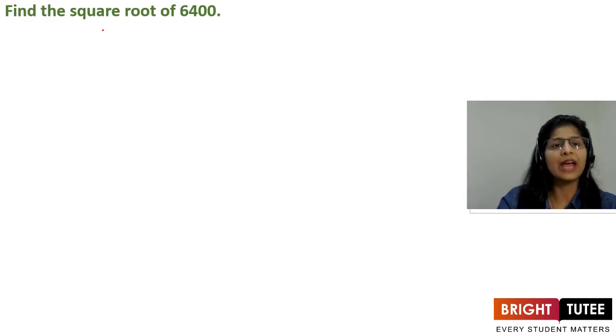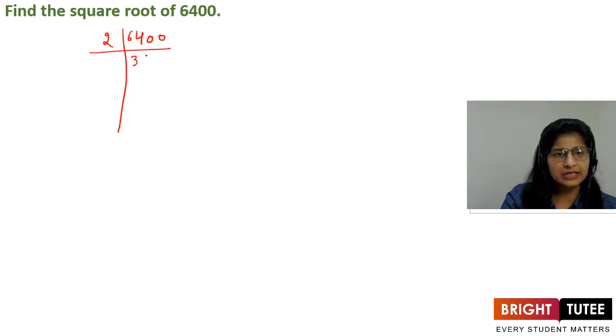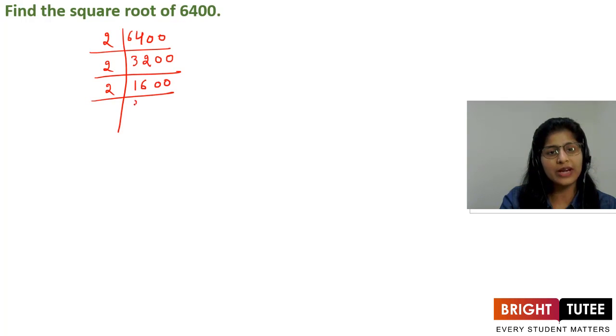Just see here, we have to find the square root of 6400. So we will do the prime factorization. Okay, let us do that. 6400. Let's start with 2. 2 3s are 6, 2 2s are 4, 0, 0. Then again with 2, 2 1s are 2, 2 6s are 12, 0 and 0. We are just dividing them. Again with 2, 2 8s are 16, 0, 0. 2 4s are 8, 0, 0.